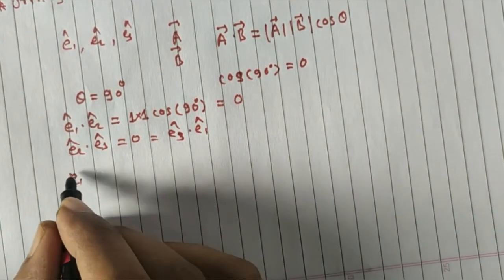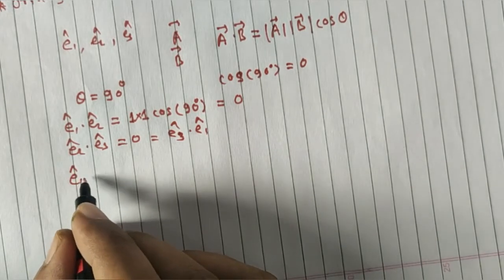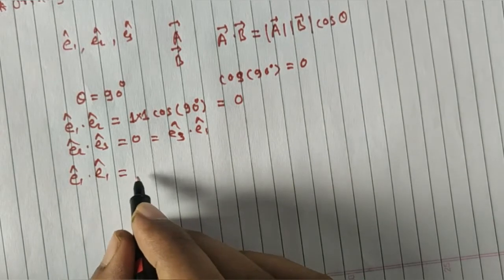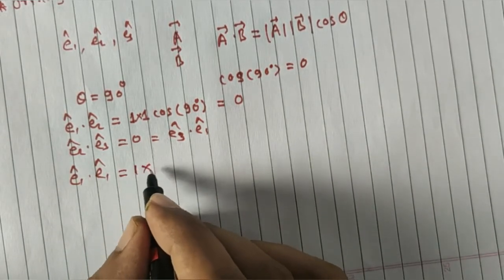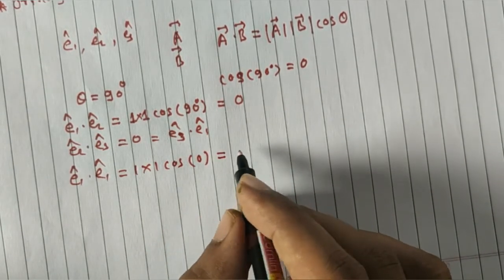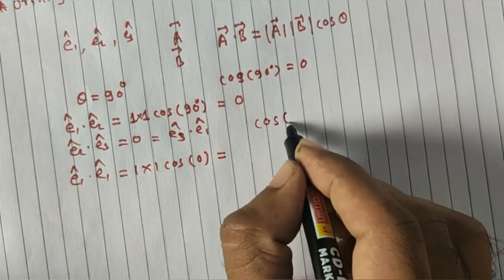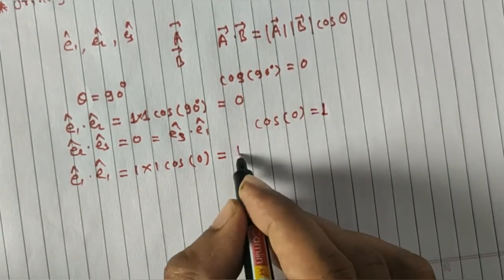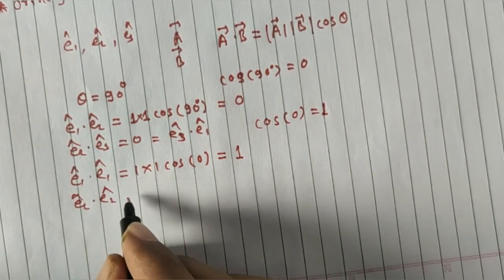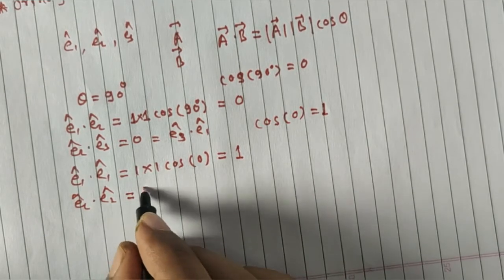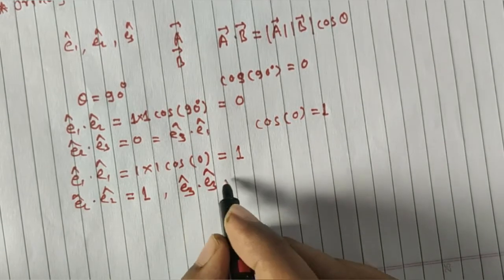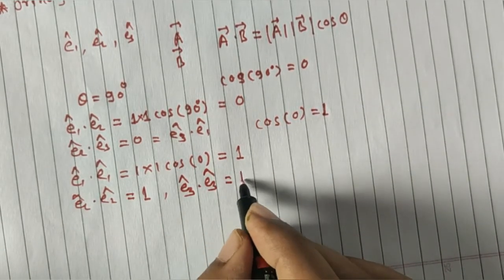Now if I take the dot product of e1 cap dot e1 cap, that is with itself, the angle between them is 0, so it will be 1 into 1 cos of 0. Cos of 0 is 1, so that will be equal to 1. Similarly, e2 cap dot e2 cap will also be equal to 1, and e3 cap dot e3 cap will also be equal to 1.